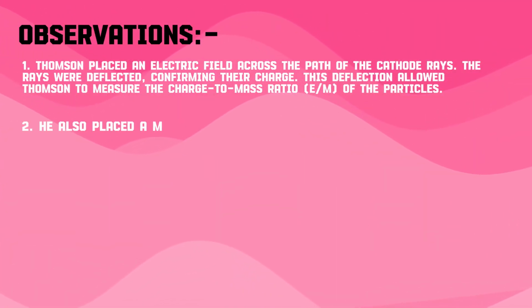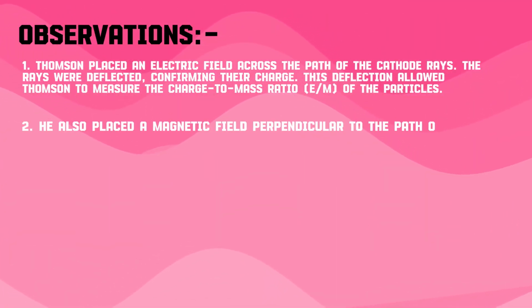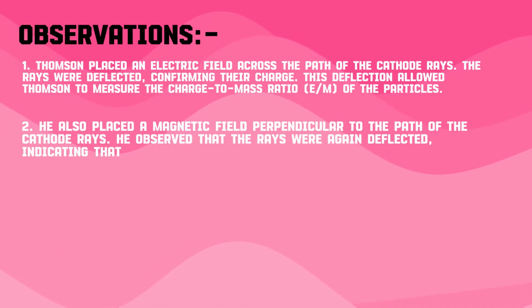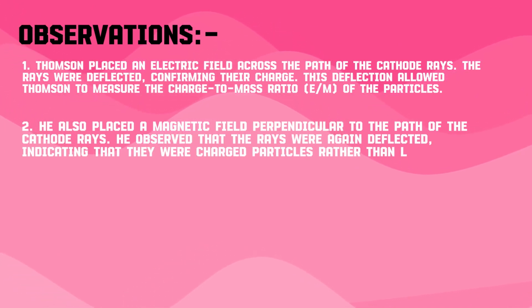He also placed a magnetic field perpendicular to the path of the cathode rays. He observed that the rays were again deflected, indicating that they were charged particles rather than light waves.